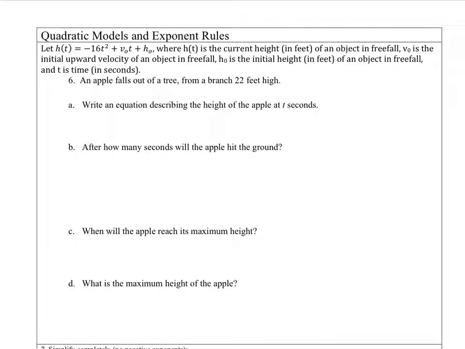All right, next up, we're looking at a quadratic model. And I've got to first write an equation for this. To do that, I'm going to use my equation up here. Here we know some stuff: my v sub 0 is going to be my initial velocity, and my h sub 0 is going to be my initial height. Okay, first thing I notice is that my initial height is going to be 22 feet.